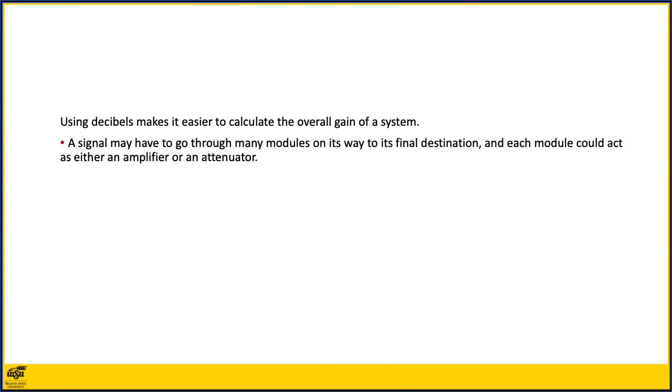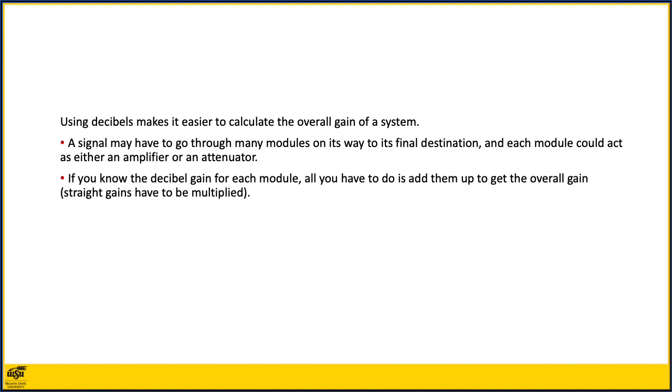Using decibels makes it easier to calculate the overall gain of a system. A signal may have to go through many modules on its way to its final destination, and each module could act as either an amplifier or an attenuator. If you know the decibel gain for each module, all you have to do is add them up to get the overall gain. Straight gains have to be multiplied. The example of a directional antenna is shown. The signal goes through 4 modules, each with its own gain or loss, but the overall gain is easily calculated to be 15 decibels.